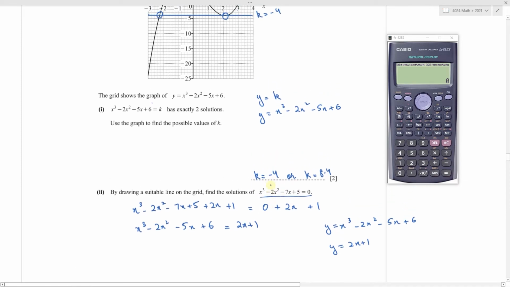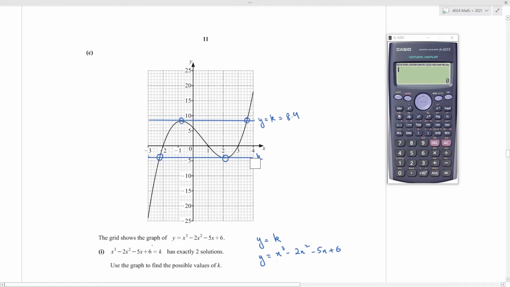So let's do that. I'll just erase this. You're looking to draw y equals 2x plus 1. So let's take some values of x. Let's take x equals 0, y will be 1. Let's take x equals 2, 2 2s are 4, 4 plus 1, 5. So the 2 points you have are (0, 1), which is this point here, and the other point is (2, 5), which is this one here. So now I will join these 2 points through a straight line.